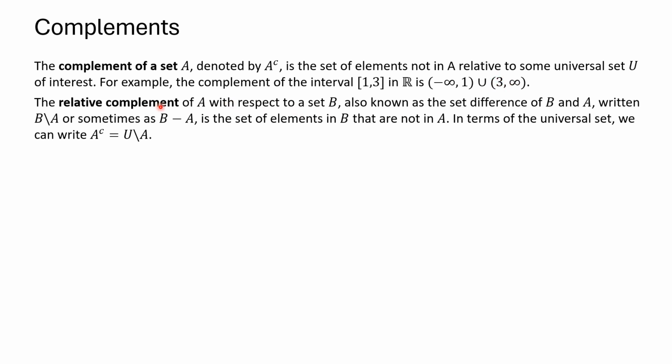Then there's something called the relative complement of A with respect to B, also known as the set difference between A and B, and it's written as B minus A, or sometimes B slash A. So that's the set of elements in B that are not in A. In terms of the universal set, we could write it this way here: A complement is U slash A, or you could even write it as U minus A, but usually we'll just write A complement.